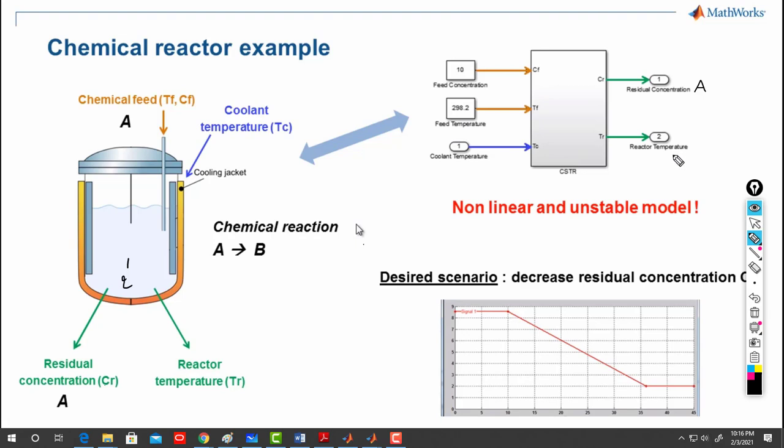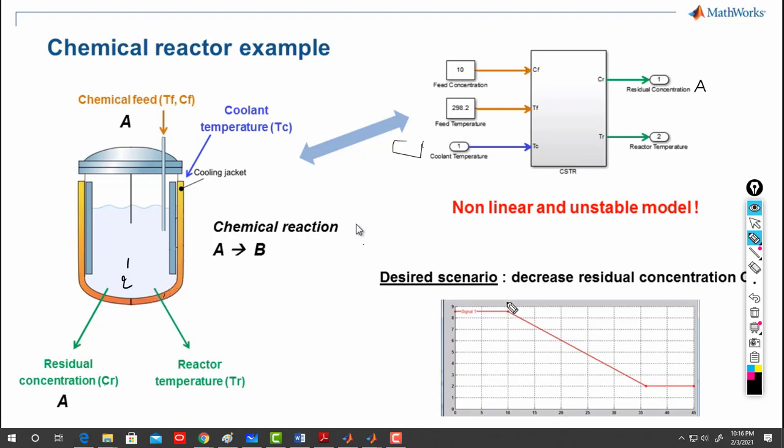And my only control input, in blue here, is the coolant temperature, or TEC. Coolant temperature is my only control input. So this is the input of the system that I may control later by having a controller. I can only control the temperature of the coolant, which is here. It's something I can control.